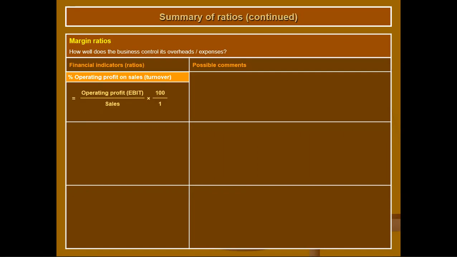This is what your operating profit ratio will be. You multiply that by 100, you write it as a percentage. As I've said, note that your operating profit is simply your earnings before interest and tax. Okay, it's earnings before interest and tax.